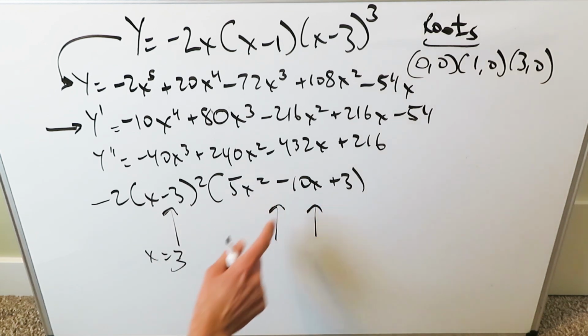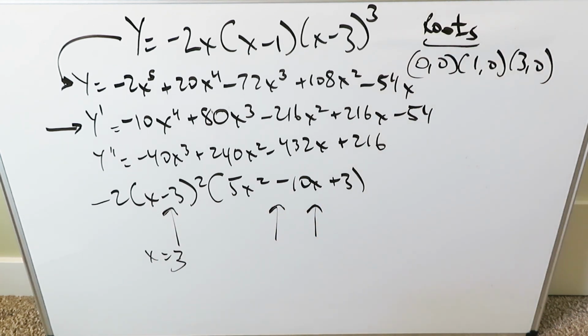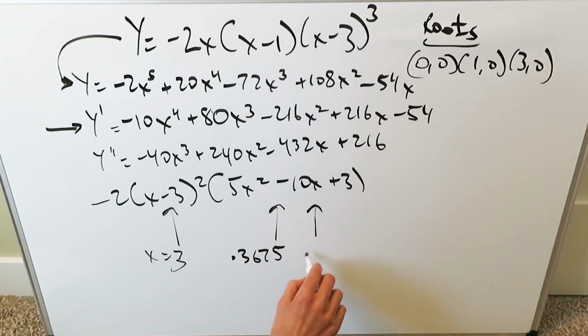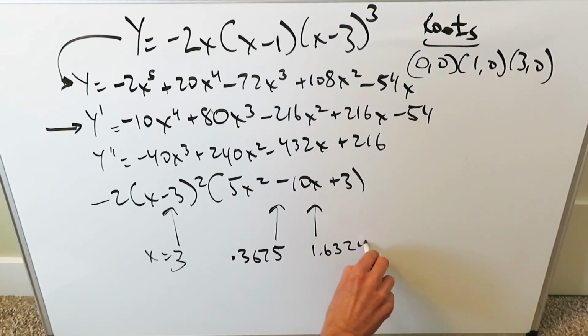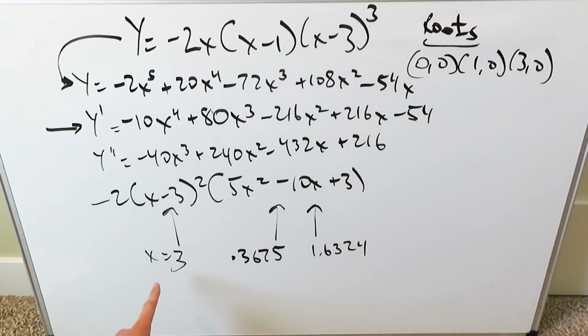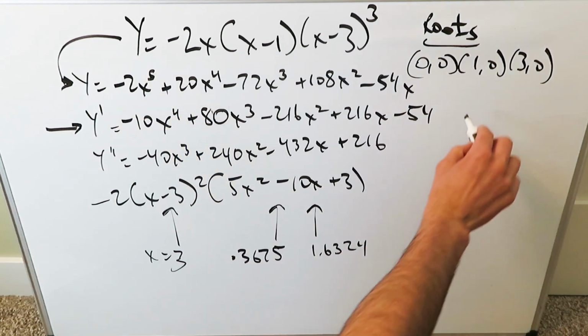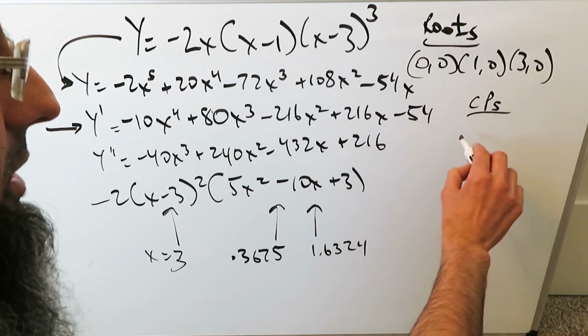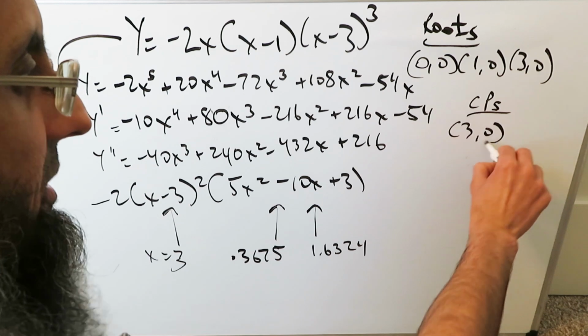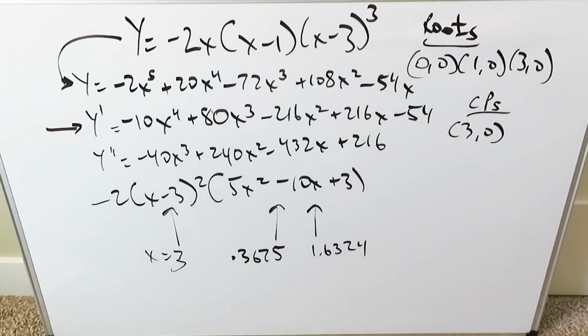Here you'll get, using your quadratic formula, minus b plus minus square root of b square minus 4ac, divided by 2a, and you get two values. Those two values, one will be 0.3675, and the other 1.6324. You'll take these x values and put them into your original equation, then you get your critical point y values. You know one is going to be (3, 0). Your one root is also a critical point.